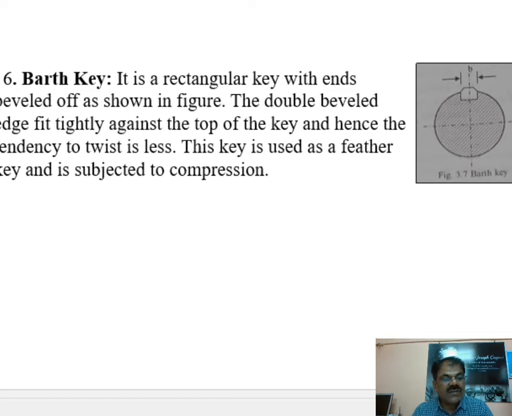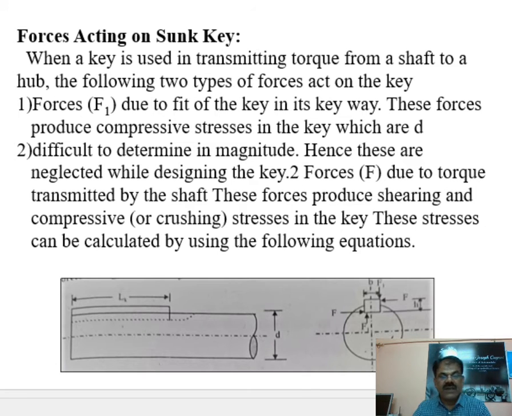So the last one is the barth key. It is a rectangular key with ends beveled off. So the ends of the key are beveled off. The double beveled edge fits tightly against the top of the key and hence the tendency to twist is less. This key is used as a feather key and is subjected to compression.